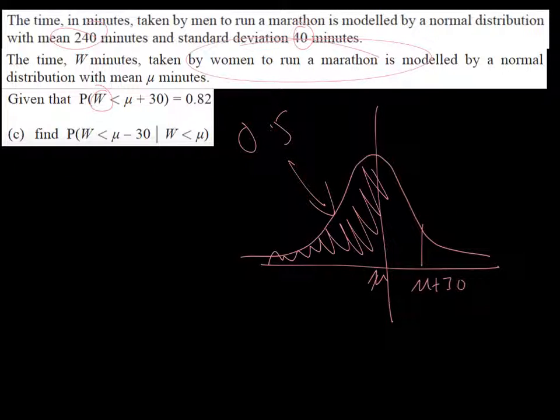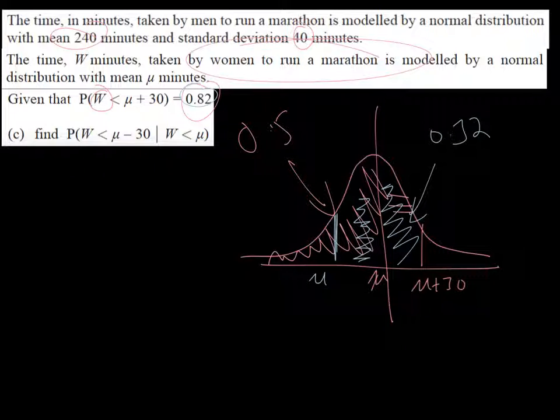So if the probability that the woman's time is less than u plus 30 is 0.82, the difference, i.e. this region here, must therefore be the difference between 0.82 and 0.5, so this region here must be 0.32. We know that because of symmetry, if this region here is 0.32, then similarly this region here between this value u minus 30 and the mean must also be 0.32. Now we've said that everything to the left of the mean is 0.5, so if this is 0.32 we can work out this is 0.18.